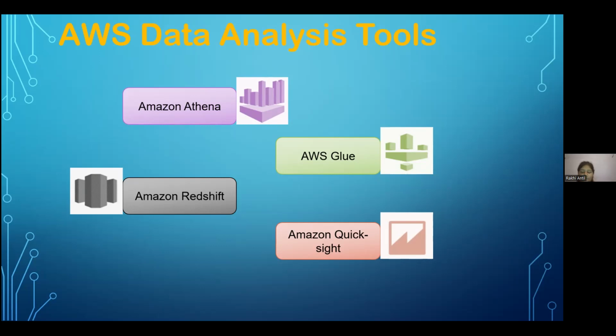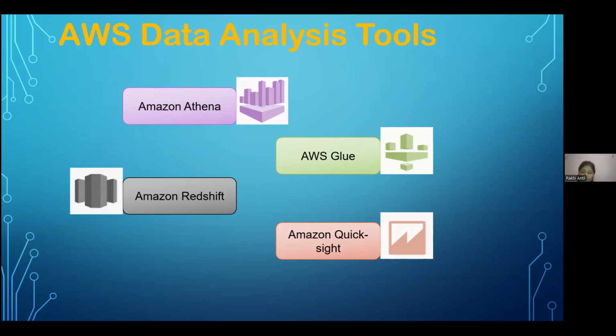Next is AWS Glue. AWS Glue is a fully managed ETL, meaning extract, transform, load, service that helps you prepare and transform data for analysis. It automatically generates ETL code, handles schema evolution, and supports various data sources, making it easier to build and maintain data pipelines.